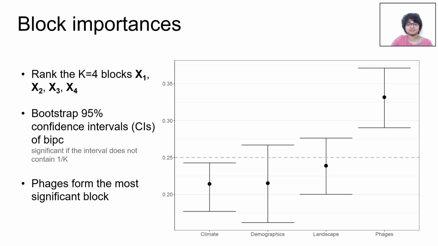We employ a statistical tool called bootstrapping to obtain the 95% confidence intervals of the BIPC criteria. This helps us rank the 4 blocks on climate, demography, landscape, and phages to find which block is most important. We see that phages form the most significant block, whereas climate, demography, and landscape are not as important.